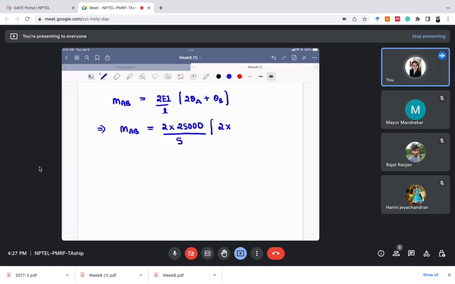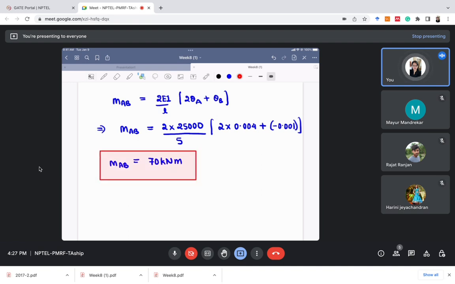Twice of theta A. So theta A was 0, plus 0.004, plus theta B was minus 0.001. From this we can calculate the value of MAB, and solving it I'm getting around 70 kilonewton meter. Okay, so units are very important, otherwise it's very easy. Similarly you can find MCB also.